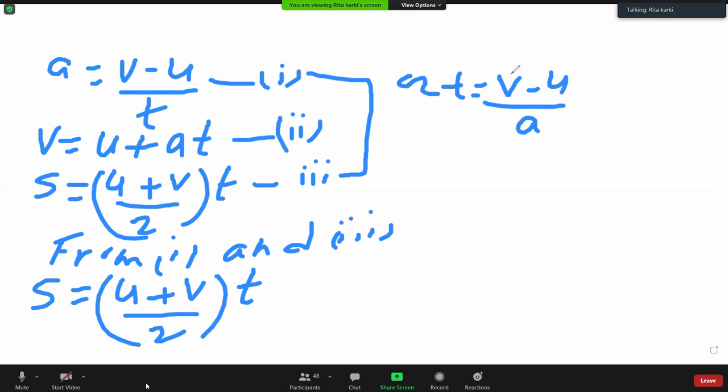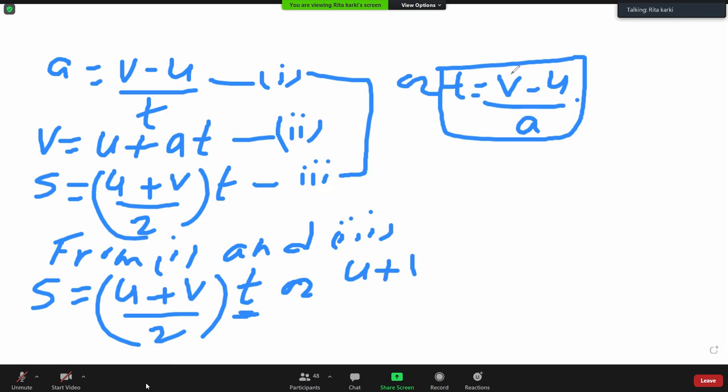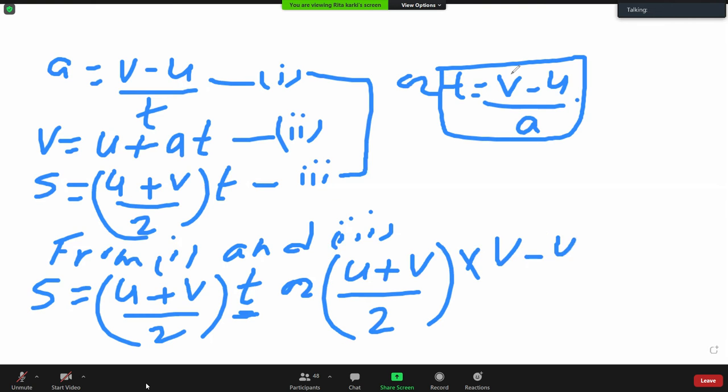Can you see the value of t here? What is the value of t? v minus u by a. So can we replace this t with the value of t, that is v minus u by a? Yes. So s equals u plus v upon 2 into v minus u upon a.